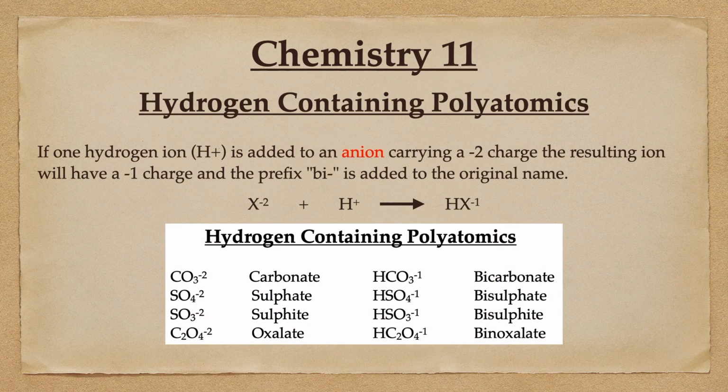The next family of polyatomic anions are those which contain hydrogen, specifically those that started with a -2 charge and then one hydrogen was added, resulting in an HX-1 ion. To those ions, we add the prefix bi. So carbonate, which started with a -2 charge, becomes bicarbonate, HCO3-1. Sulfate, also a -2, becomes bisulfate. Sulfite, bisulfite. The one anomaly is oxalate. When you put one hydrogen with oxalate, it becomes binoxalate.